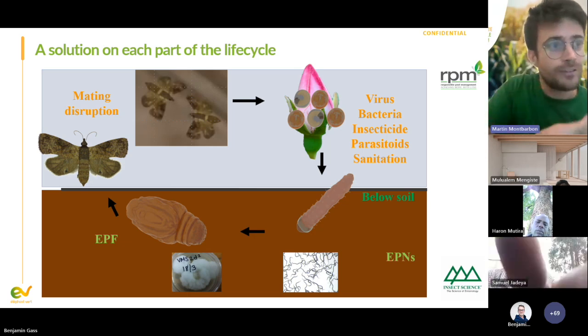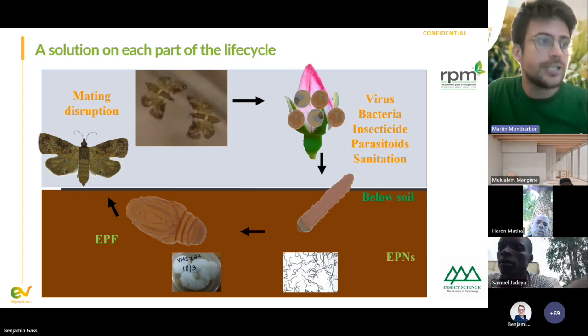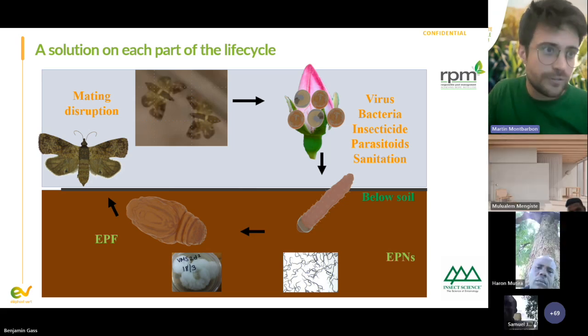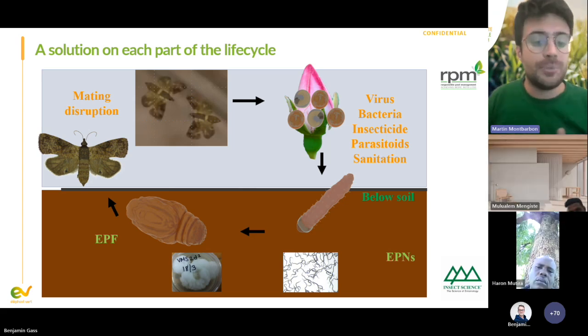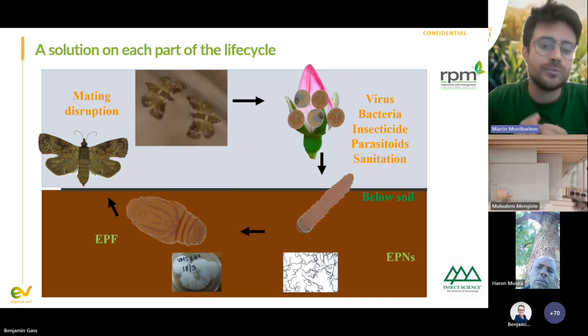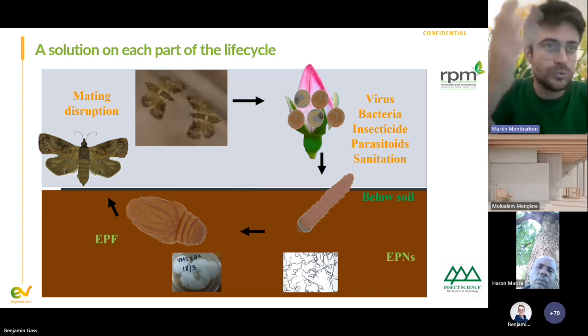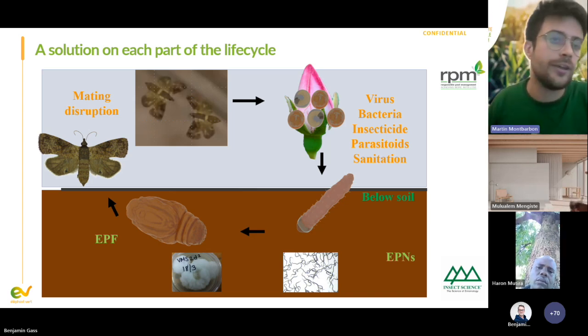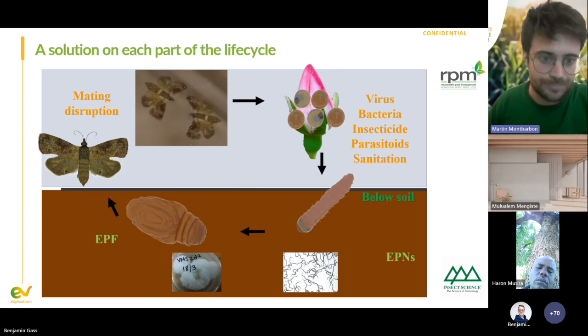So from the larvae stage it goes to the cocoon stage. This is usually on the ground surface where you have many EPF and EPN available in Kenya. And then the pest turns into an adult where we have to disrupt the mating with the 2 solutions that we have seen that are either attract and kill or mating disruption.